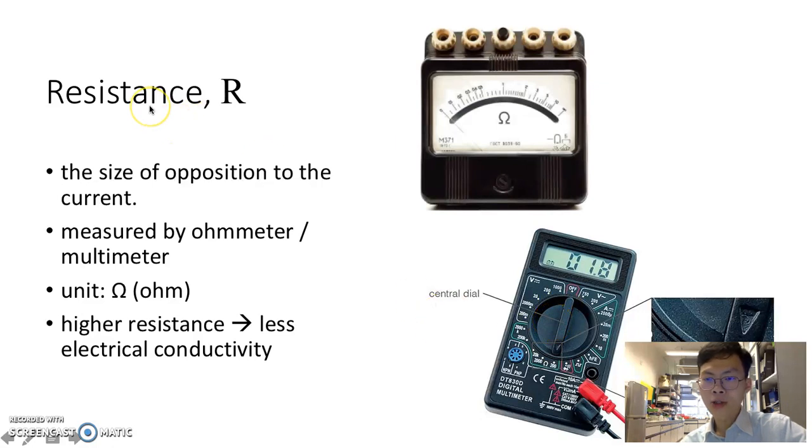And resistance is also a quantitative way to measure how great an electrical conductor is. So for example, if we say metal is a good electrical conductor, it means that its resistance is very, very small. Or if we say wood or plastic is a good electrical insulator, it implies that the resistance of wood and plastic is very high.